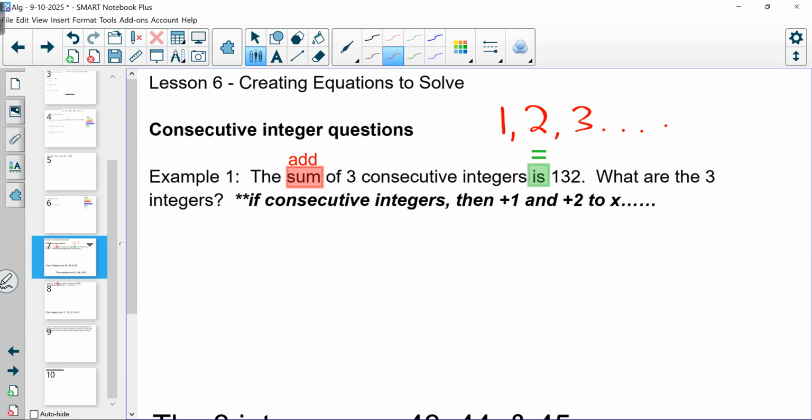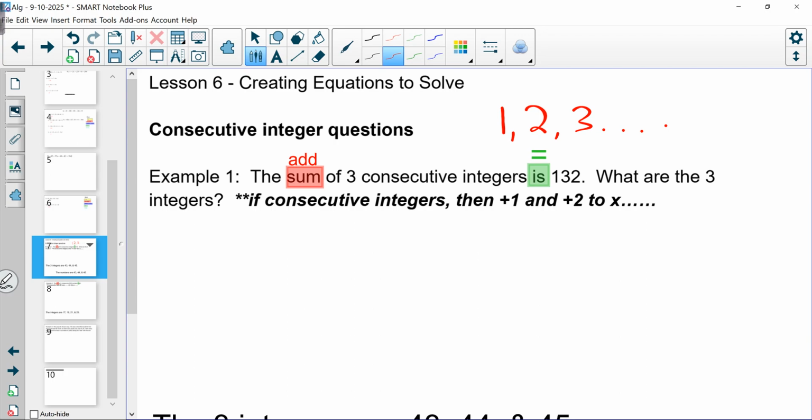Now, could you go ahead and put a little bit of color on this word sum? And if you've got a colored pencil, just go ahead and write it in that colored pencil, add, right above it. If you see the word sum in a story problem, they're talking about adding. Sum is the answer to an adding problem. So if you see sum, that means, okay, we're going to have to add. All right, that's good to know.